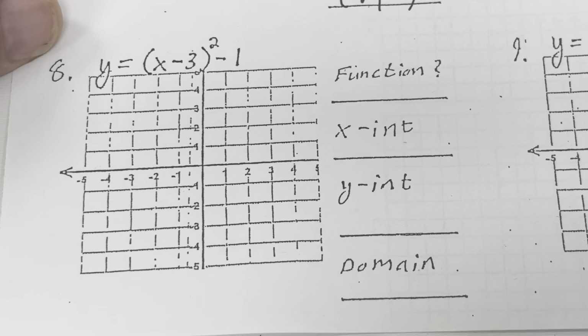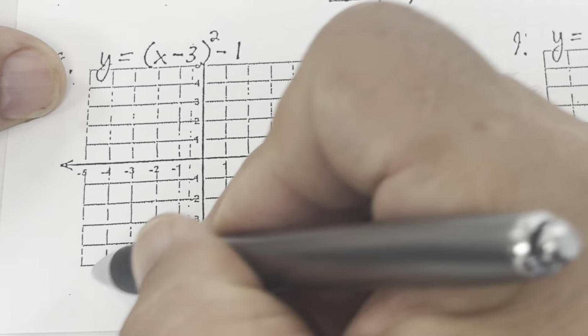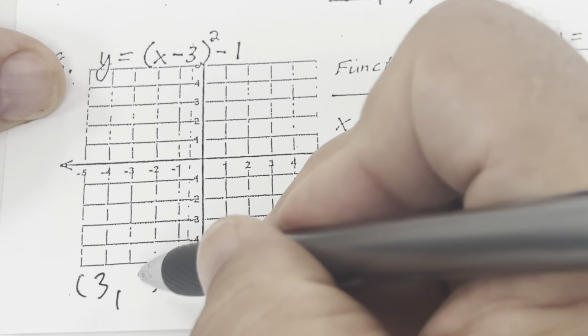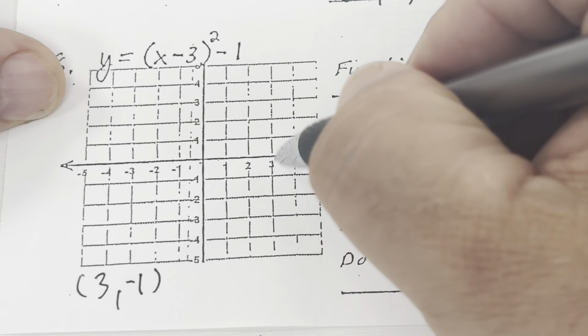This is a parabola because it's squared. I'm going to implement opposite same. So the opposite of negative 3 is positive 3. The same would be negative 1. So I go right 3, down 1.